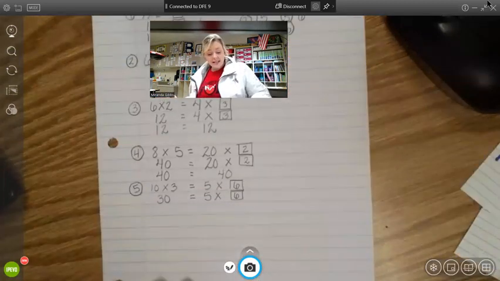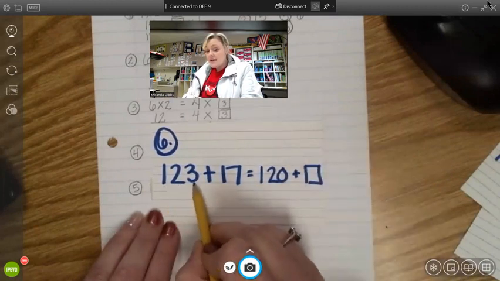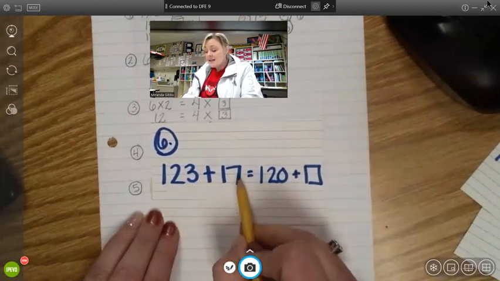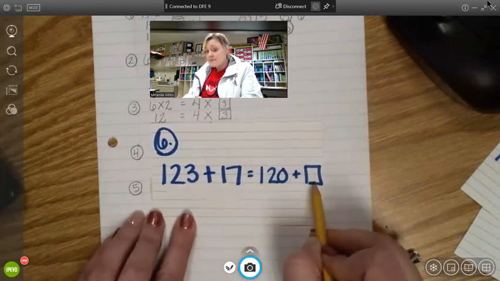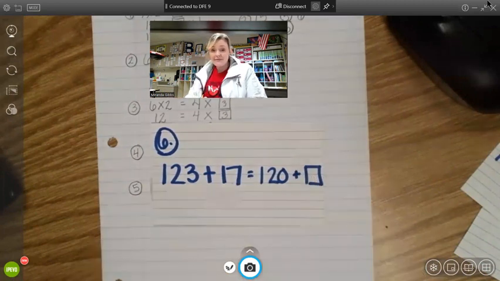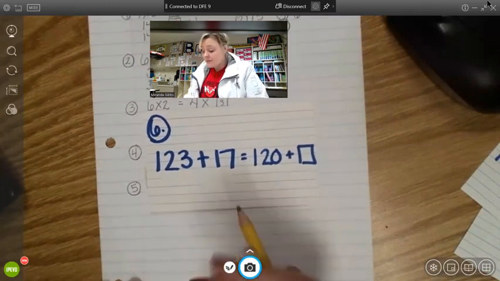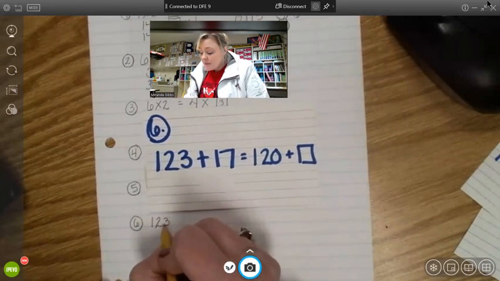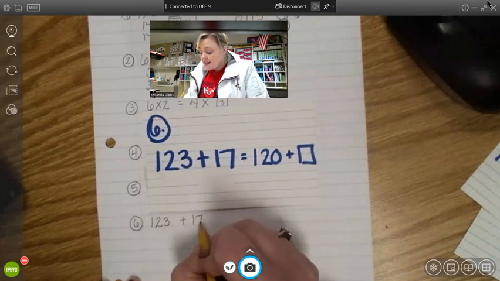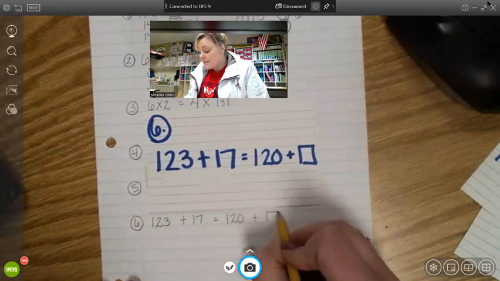And challenge number 6 looks like this. 123 plus 17 is the same as 120 plus something. Pause the video and try on your own. Okay, now let's write it down and I'll show you how I solved it. Check your work as we go. Number 6. 123 plus 17 is equal to 120 plus something.